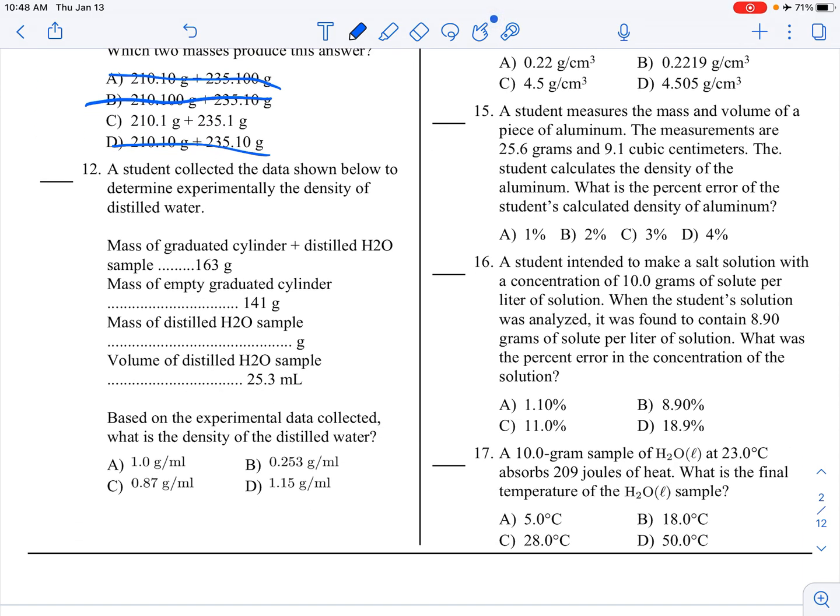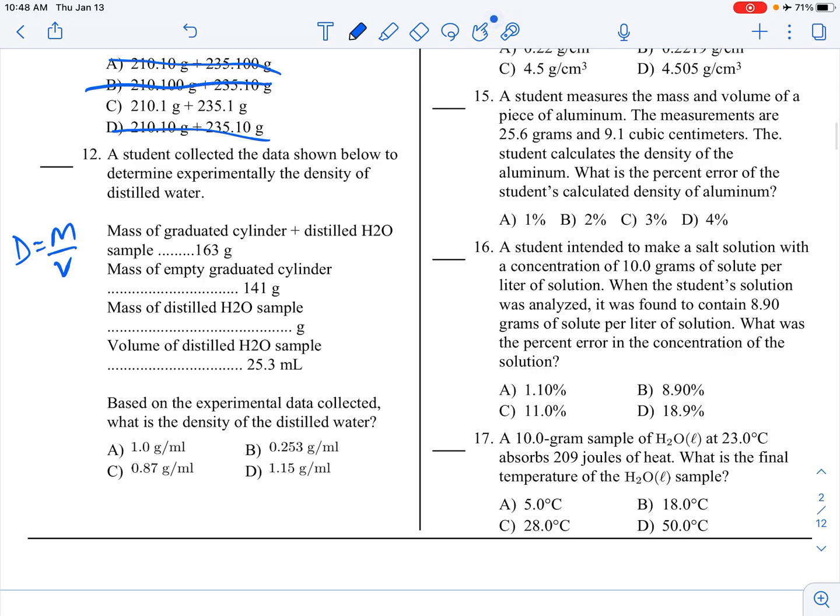So a student collected the data shown below to determine experimentally the density of distilled water. So again, density is on Table T, it's mass over volume. Based on it, what is the density? So the graduated cylinder and distilled water is 163. So the mass of the empty graduated cylinder is 141. So we're going to need to subtract those. And I'm sorry that the type is a little strange. So we're going to fill this in. This is going to be 22 grams. And we know the volume. So 22 grams, and this is our volume.